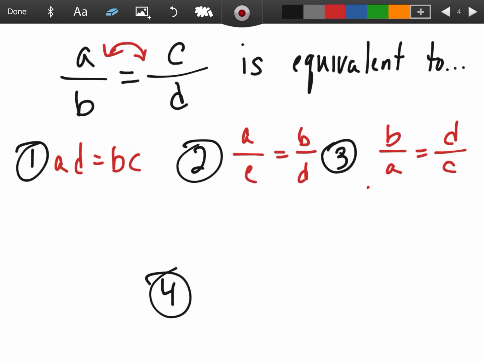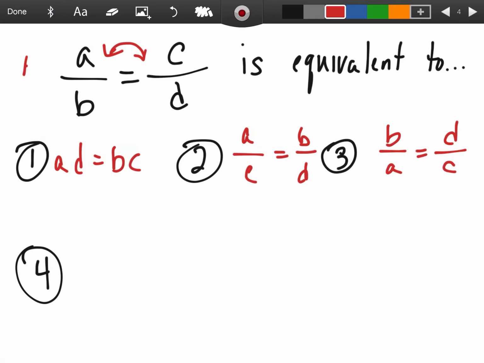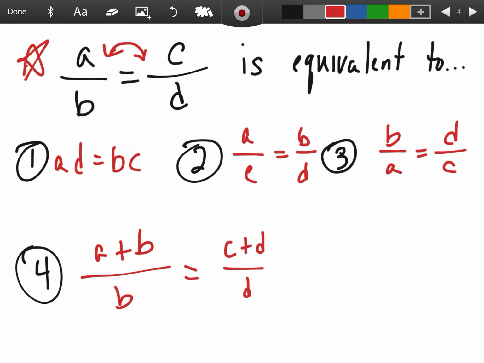All right, and the last one. This is probably the most complicated of the few. I'm just going to give myself a little bit more room. The fourth one tells me that, again, if this first one that I just starred is true, then A plus B over B must be equal to C plus D over D. And this one might look tricky. What? How does this work?